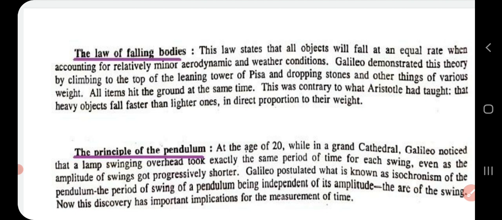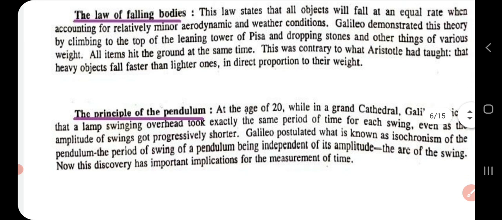This law states that all objects will fall at an equal rate when accounting for relatively minor aerodynamic and weather conditions. In order to demonstrate this theory, he climbed up to the top of the Leaning Tower of Pisa and dropped stones and many other things of various weight from there. And he observed that all these items hit the ground at the same time. And this was against Aristotle's theory, which said that heavy objects fall faster than lighter ones. So all objects reach the ground at the same time. That was the law of falling bodies that Galileo proposed.